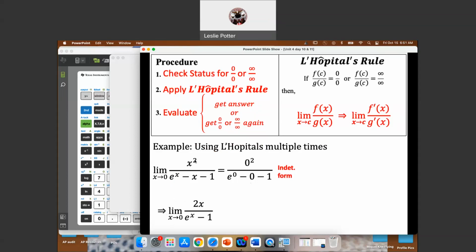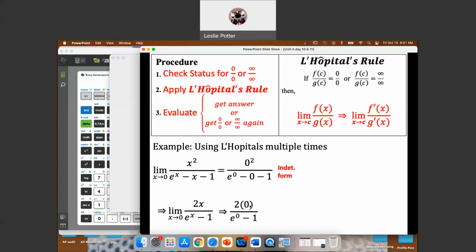So I'm going to differentiate the top, right? Derivative of x squared is 2x. I'm going to differentiate the bottom. Derivative of e to the x is e to the x. Derivative of minus x is minus 1. Derivative of minus 1 is 0, so I didn't write anything. I'm going to plug in 0.